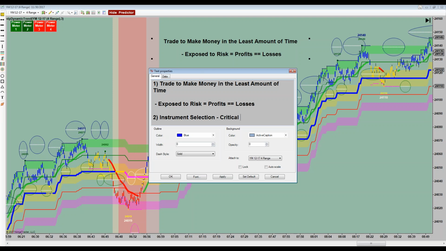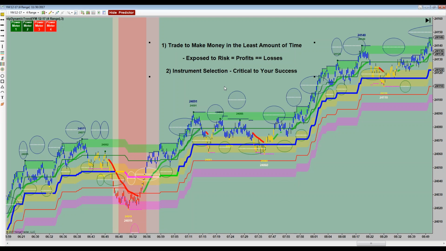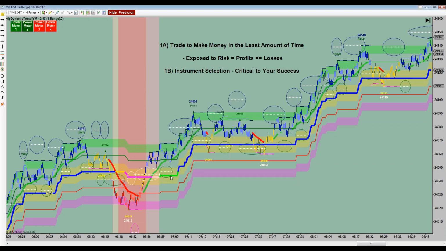Critical to your success. What do we mean by instrument selection? What are we talking about? Is he going to pick up a flute and start playing a trumpet or something in a band? Instrument selection? Tuba? You going to play the tuba this week? In fact, I am going to make this 1A and 1B because they are that closely related. I would not even put that at number 2. I'd put it at 1B, like tied for number 1 in terms of critical success to your trading.